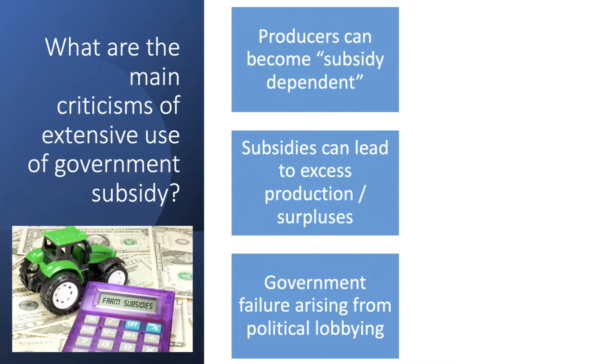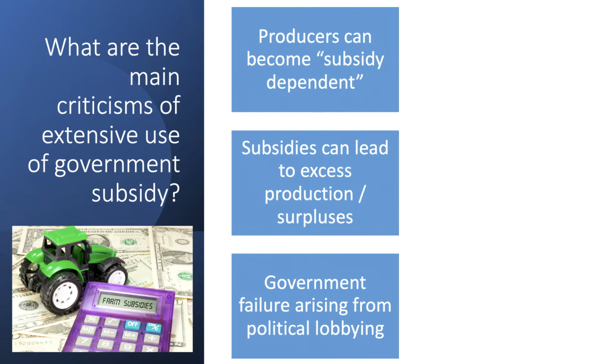Subsidies in the form of export minimum prices and other forms of financial support can often lead to excess production, surpluses of goods and services. That can lead to allocative inefficiency. We're producing more than we actually need or want. And the famous example, of course, of this is the butter mountains and wine lakes associated with the European Union Common Agricultural Policy.